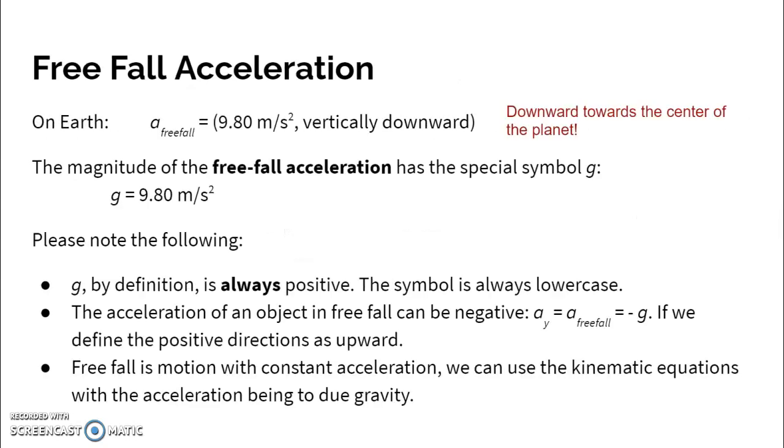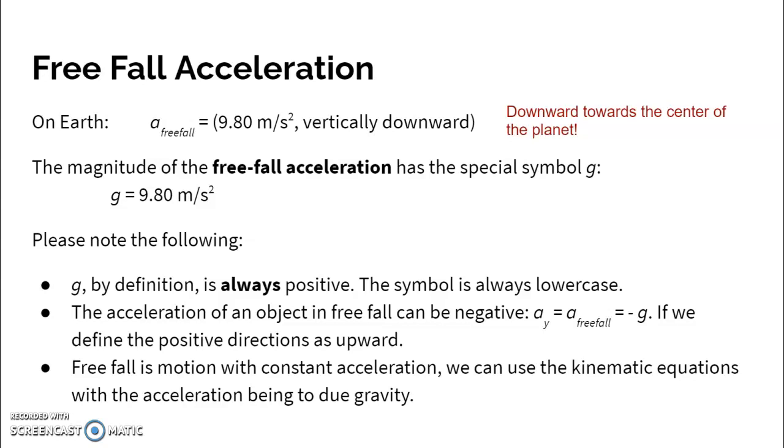So let's put some numbers to this, right? Near the surface of the Earth, this acceleration value, free fall acceleration, is 9.8 meters per second squared, and the direction of that is vertically downward. Because we use this number so often in physics, it's kind of ridiculous. We attribute a symbol to it to represent it, right? Because physicists are lazy. Rather than always writing 9.8 meters per second squared, we use the symbol lowercase g, not capital G. Capital G represents something else, right?